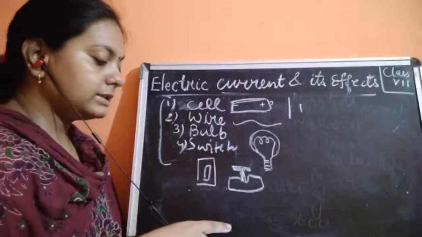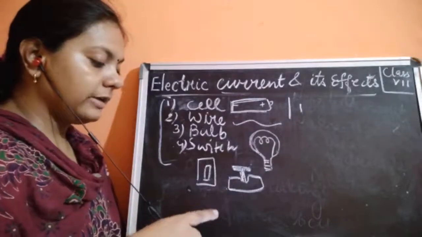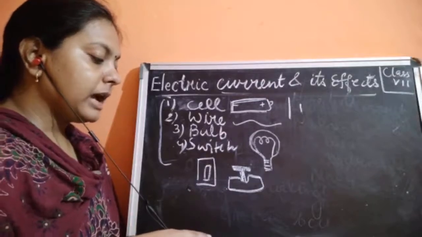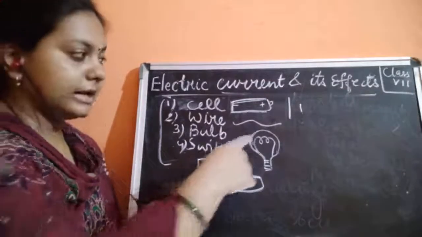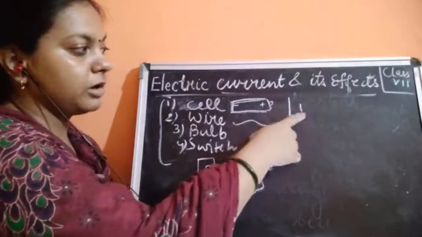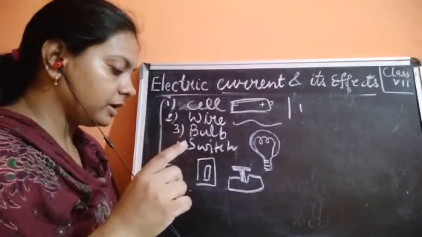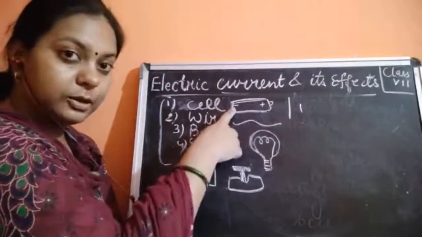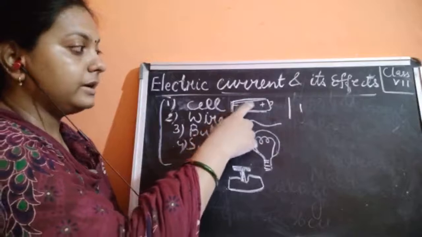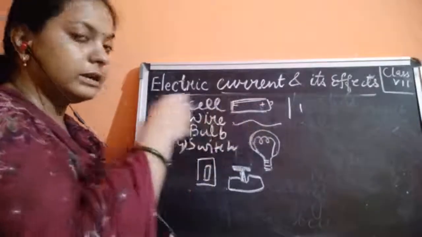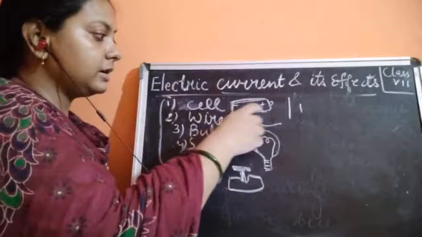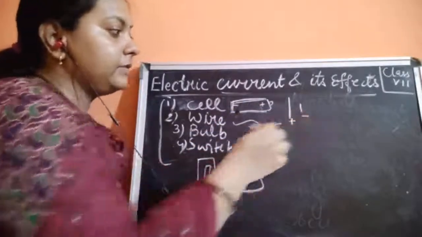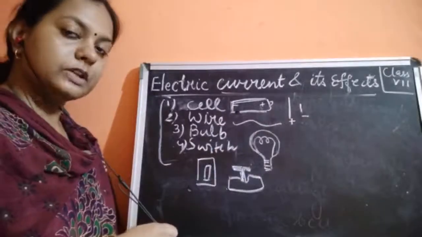So what does this long line represent and what does this short line represent? In the symbol of electric cell there is a long line and a shorter line, and they are parallel lines. Do you recall the electric cell has a positive terminal and a negative terminal? If we were drawing the battery, it shows a positive terminal and a negative terminal. The positive terminal is shown with the help of the longer line, and the negative terminal is shown by the smaller line.